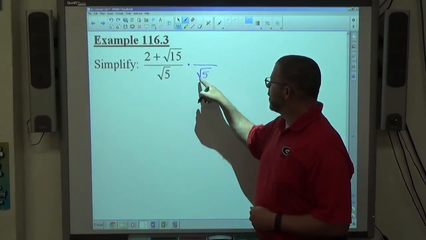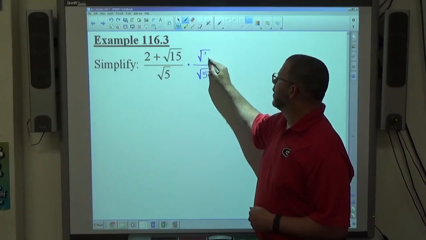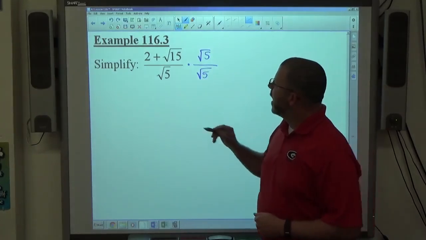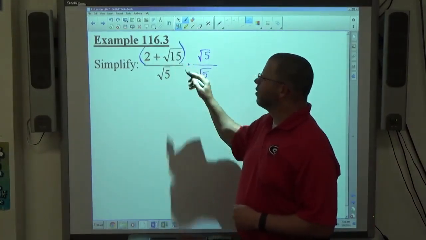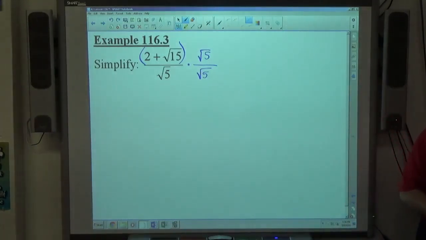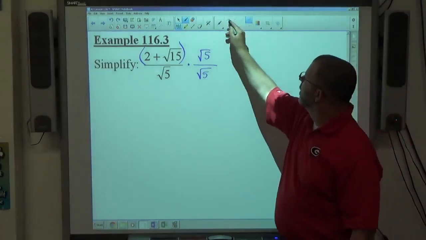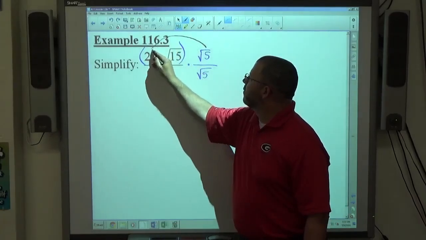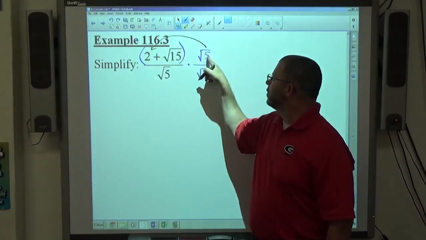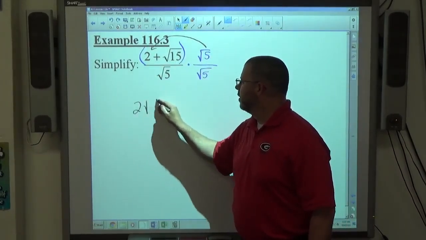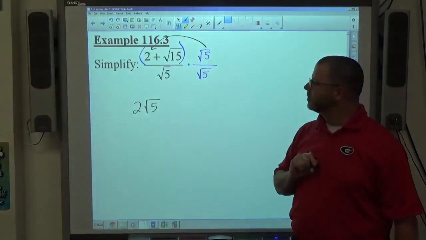If I multiply the bottom by the square root of 5, I'm required to multiply the top by the square root of 5. And once again, the top is a binomial structure, so I do have to distribute the square root of 5 through the binomial to multiply. If I multiply square root of 5 times 2, not a radical times a radical, that just makes those two pieces put together.